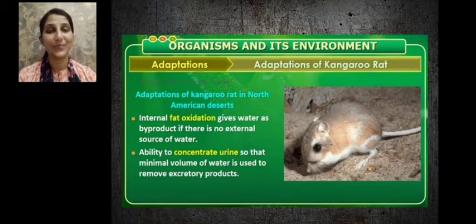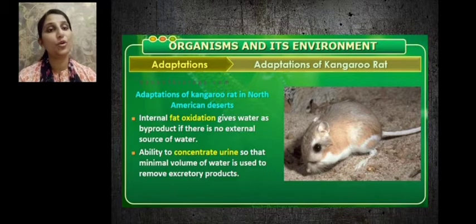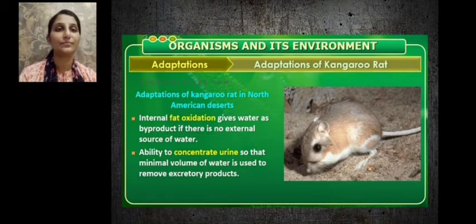And how is it done? By fat oxidation. Internal fat oxidation takes place, and when this fat is undergoing oxidation, water is produced as a byproduct, and they make use of that water when there is no external source of water. They also adapt to less water availability by concentrating the urine, so that a minimal volume of water is used to remove the excretory products. So these are the ways by which the kangaroo rat adapts to the desert conditions.